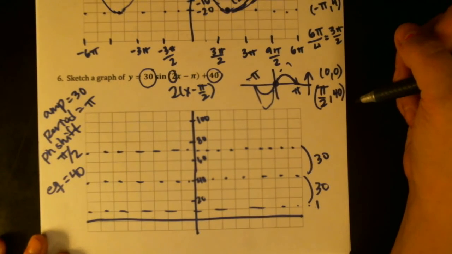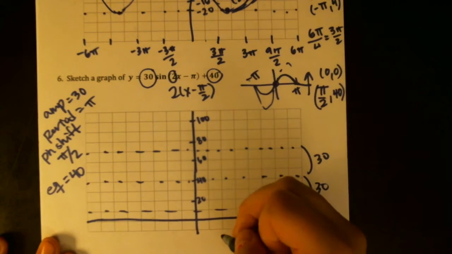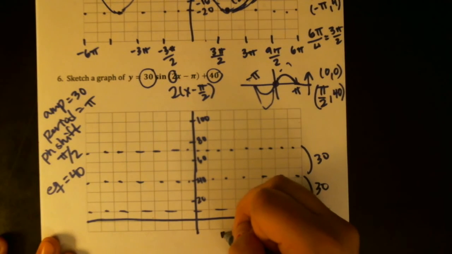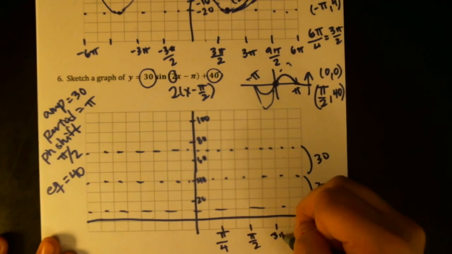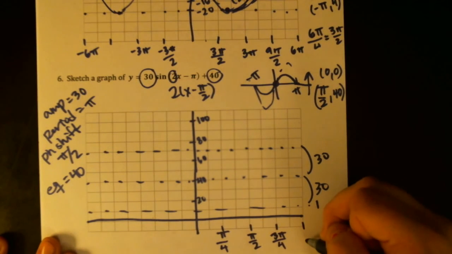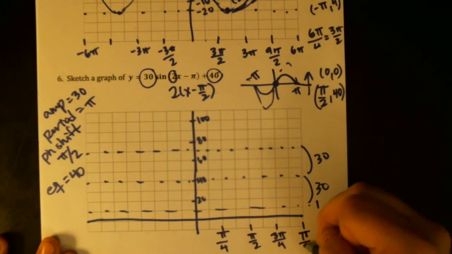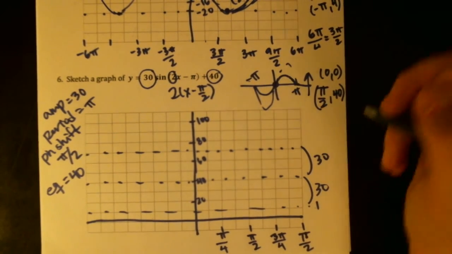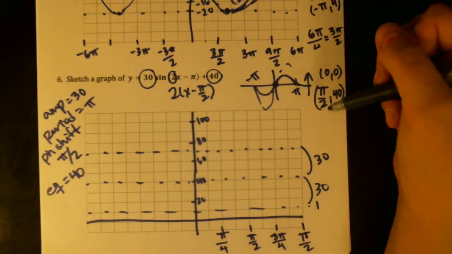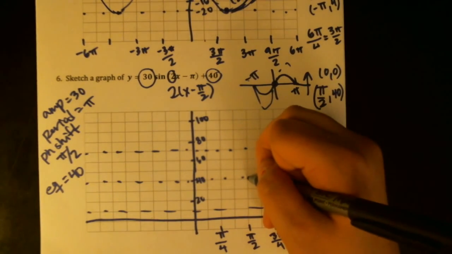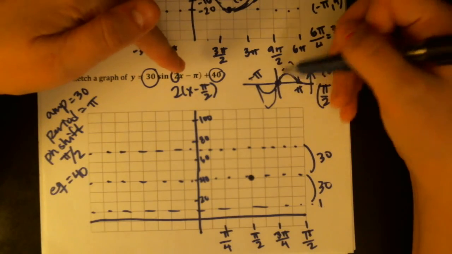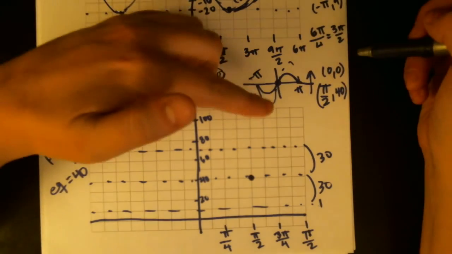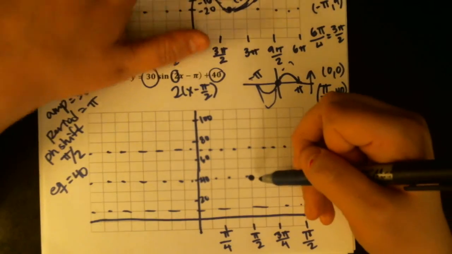If my period is pi, I'm going to make tick marks every pi over 4, a quarter of that: pi over 4, pi over 2, 3 pi over 4, and pi. Okay, so there's my tick marks. So pi over 2, 40. We're starting at equilibrium right here. That was this point. There's no flipping or anything. I'm just making it taller, shifting it up and over. So I should still head up to maximum.